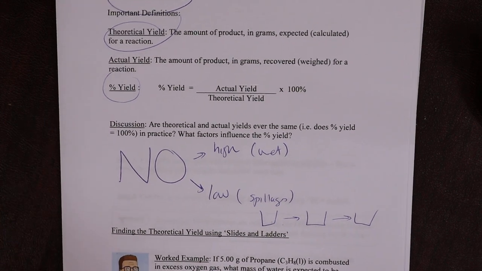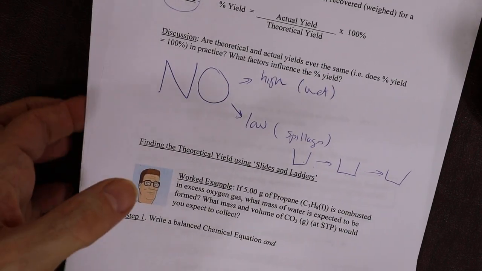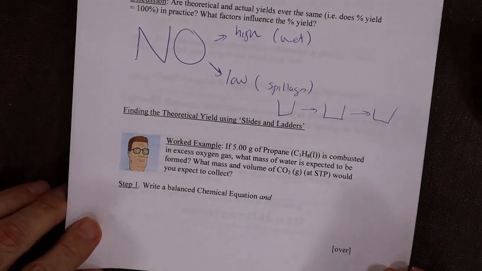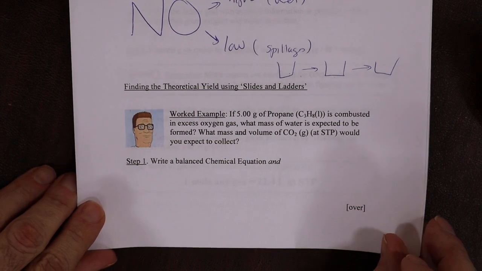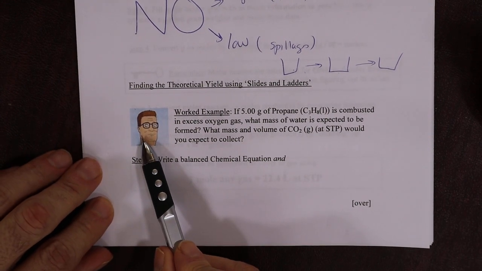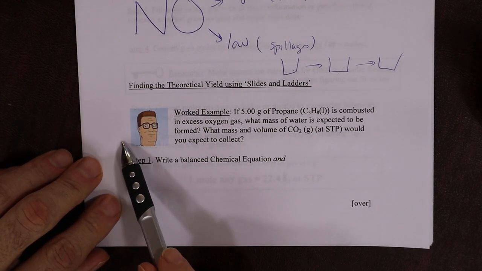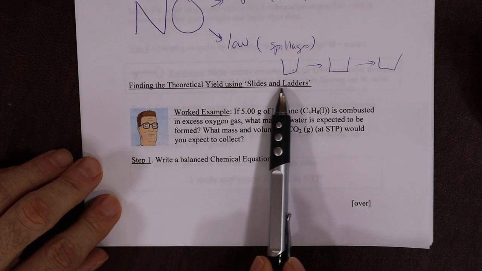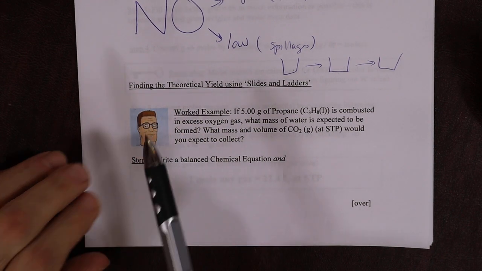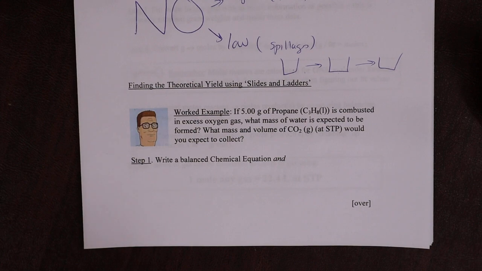Okay, now, my example of slides and ladders features something maybe we're familiar with, right? If you remember this person, you may recognize this person. Okay, so finding theoretical yields using slides and ladders, I call this the Hank Hill example. All right. Now, Hank Hill, if you're a fan of the show, is a purveyor of propane and propane-related accessories. Should I do the impression? Bobby. Kind of trying to.